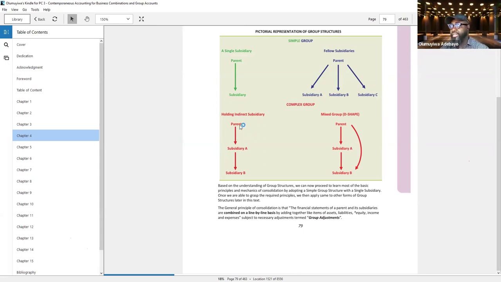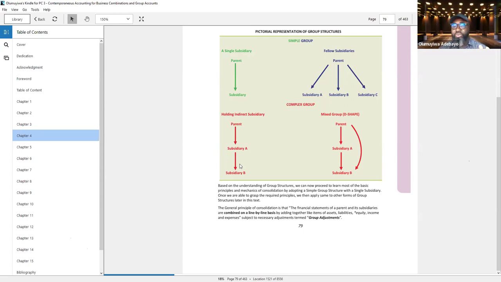In that case, you have the parent having subsidiary A, and subsidiary A having subsidiary B, which means we can simply say for sure that subsidiary A is a subsidiary of the parent, while subsidiary B is a subsidiary of subsidiary A. And inversely, we can also say subsidiary B is the sub-subsidiary of the parent, which means a subsidiary of the subsidiary of the parent. Otherwise, you can also consider it as an indirect subsidiary of the parent. Because, for example, your own son is indirectly the grandson of your father. And that's what we mean by that.